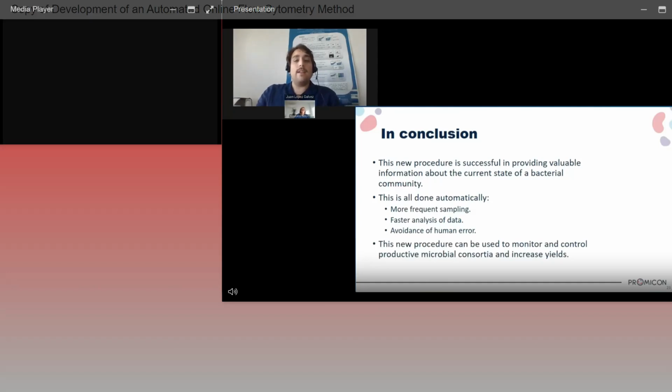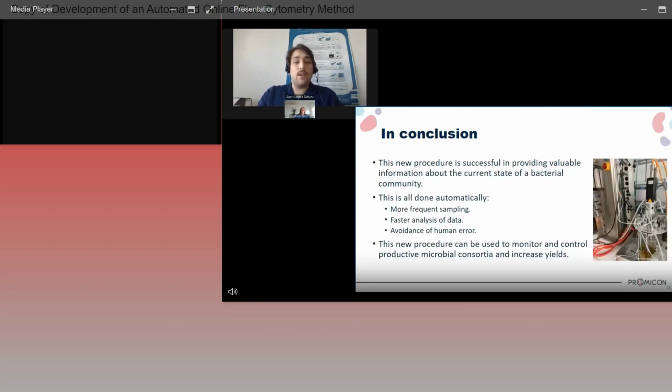And the idea of the future plan is to use this new procedure to monitor and control a productive microbial consortium that's growing in a bioreactor and increase the yields based on the information obtained by this automatic flow cytometry procedure.